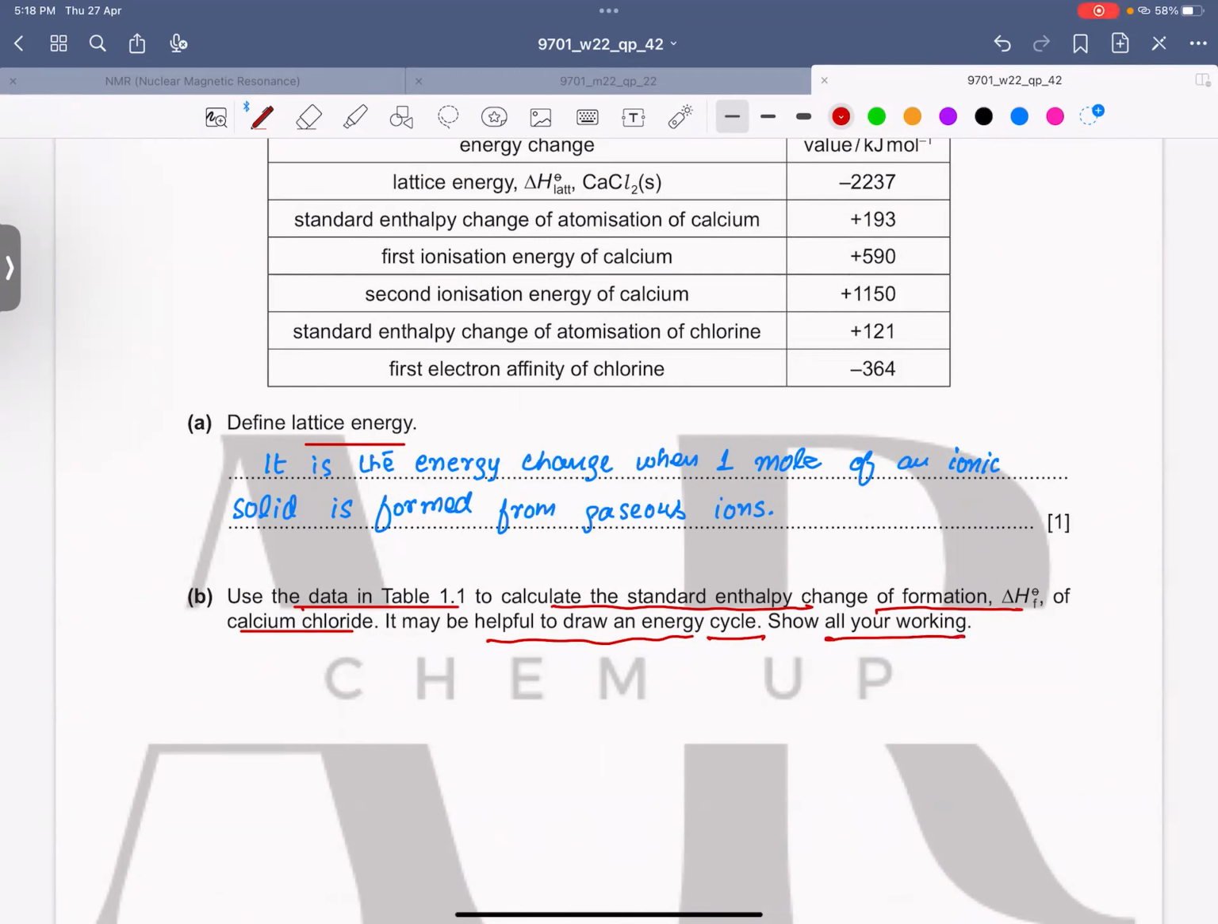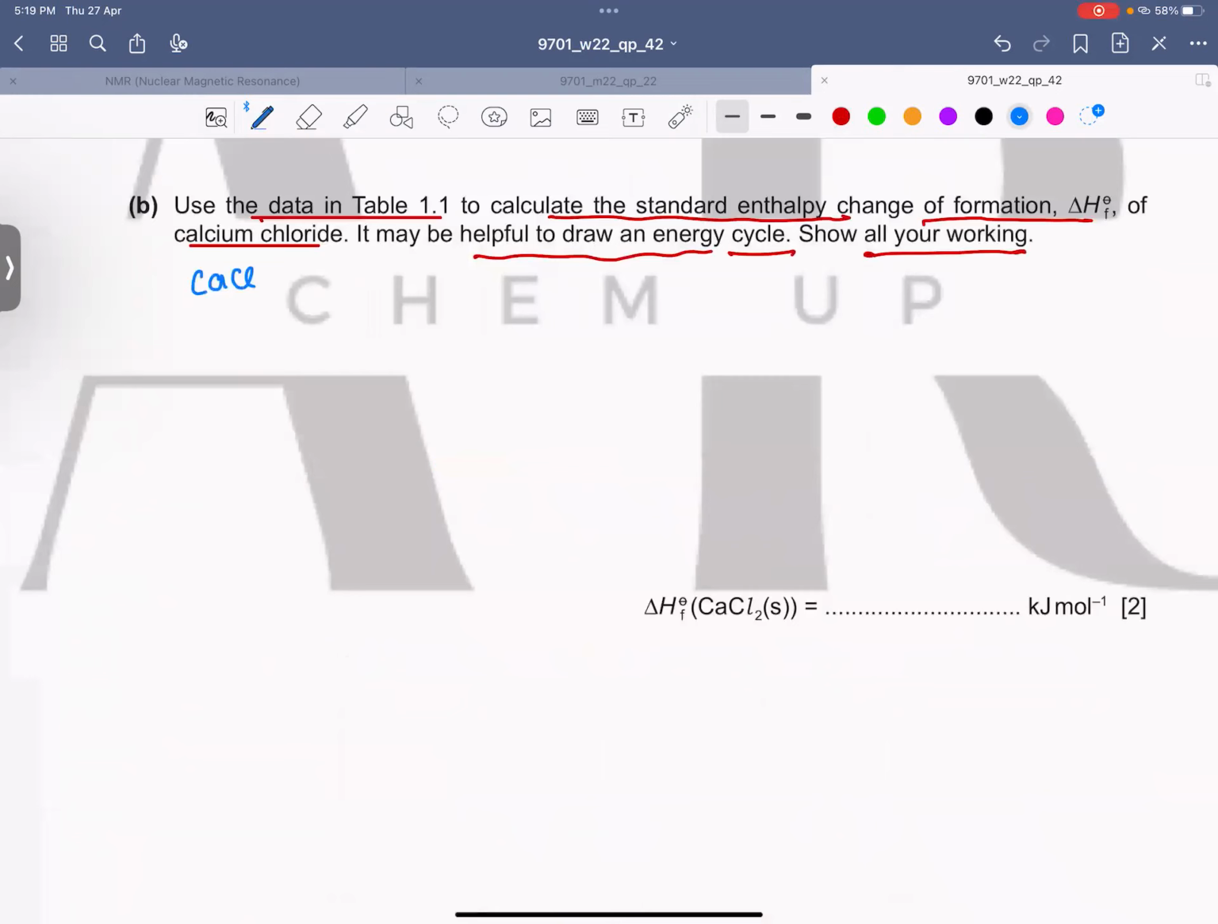So, which is calcium chloride, right? And its formula is CaCl2. In this calcium chloride, we have 1 mole of calcium 2+ ions and 2 moles of chloride ions. So if any energy change provided here is with respect to 1 mole of chlorine, we have to multiply it by 2. You have to keep that in mind.